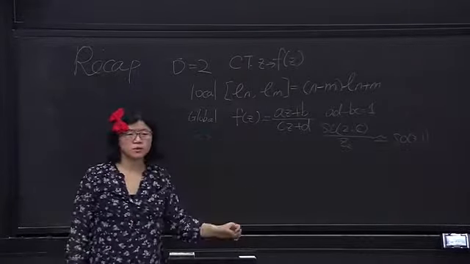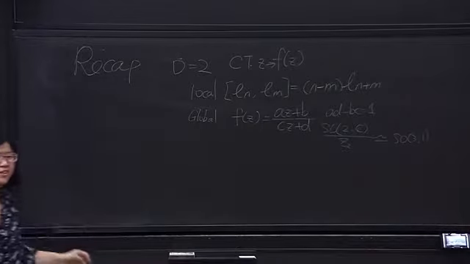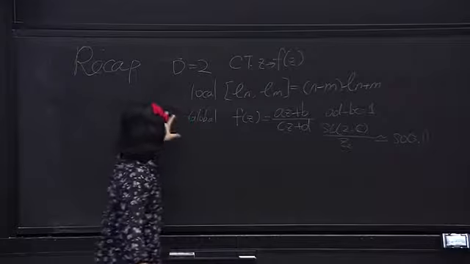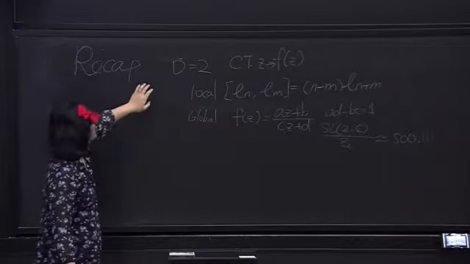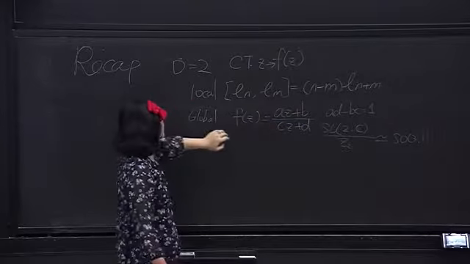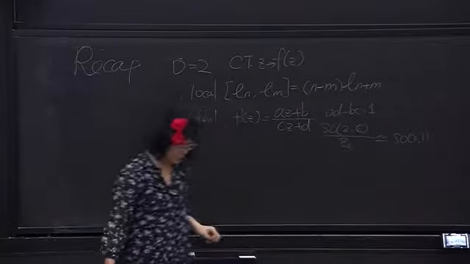So, sorry, I'm slightly confused. Suddenly the number of students increased by like 50%. Okay, so we have a local conformal transformation, local group, global transformation, global group.